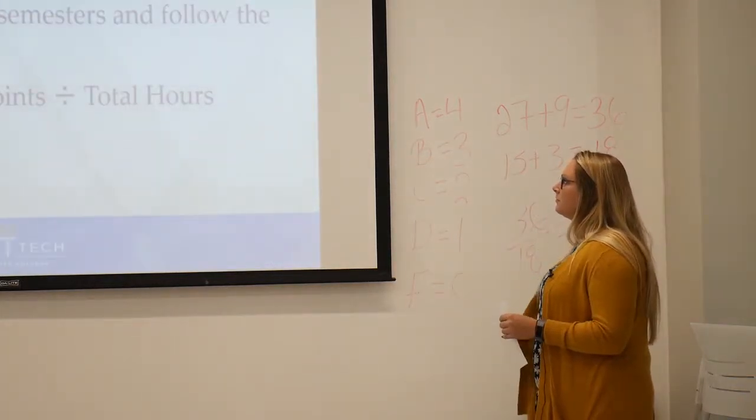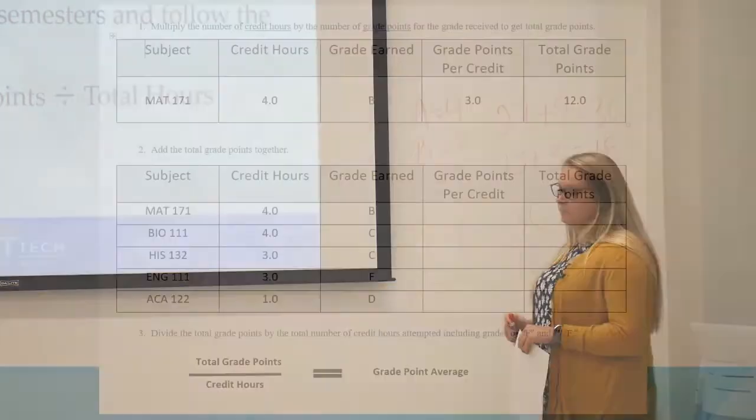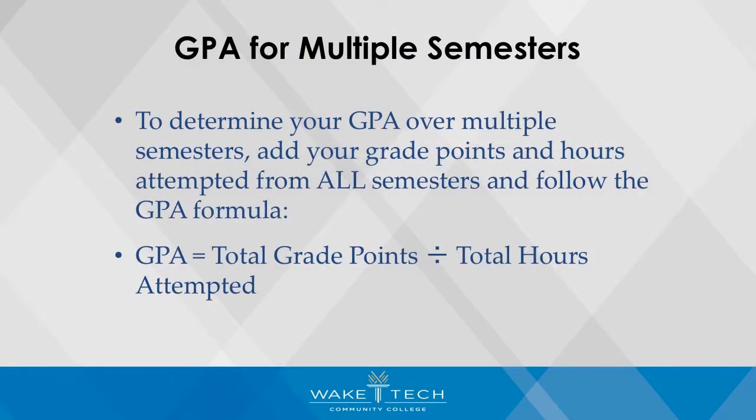Okay, GPA for multiple semesters. So to determine your GPA over multiple semesters, you will need to add your grade points and your hours attempted from all semesters and follow the GPA formula. So GPA equals total grade points divided by total hours attempted, and there you have your GPA. So it's just like doing it for one semester, but just doing it for all of the semesters. Any questions on that, guys? Okay.